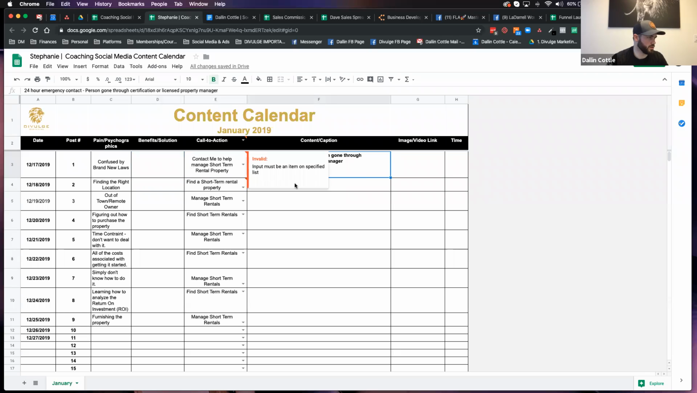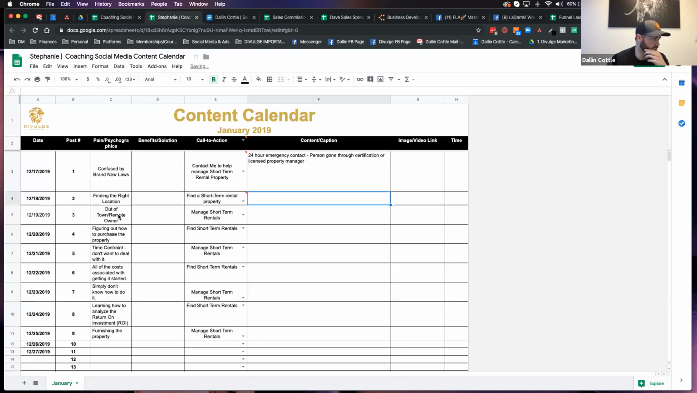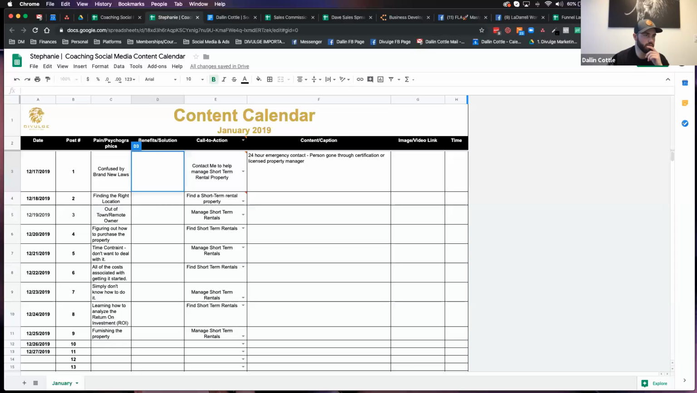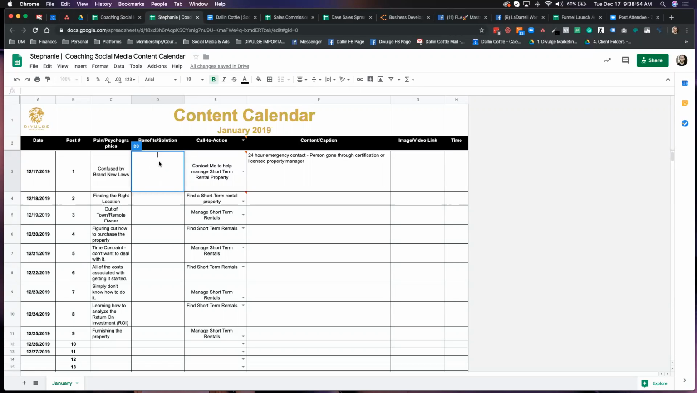So let's try to go through one of these here, and let's create a caption. We talked about the pain. So they're confused by the brand new laws. So what's the benefit, or what's the solution to this? In this case, by coming to me, what's their benefit or solution? Basically I could break down the new law for them and show them what they need to do to be in compliance.